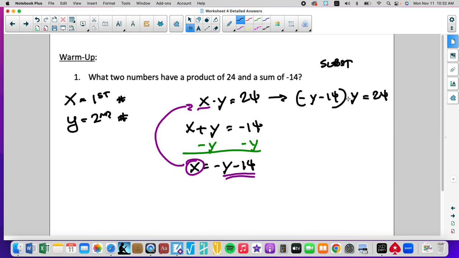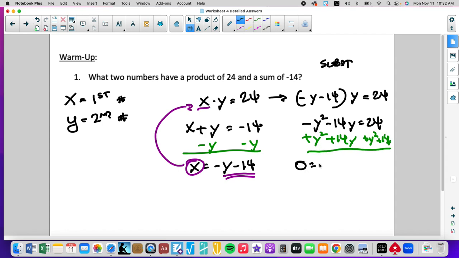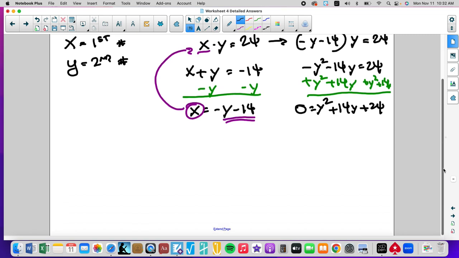And now we will distribute, so that's -y squared minus 14y equals 24. We're going to set it equal to 0, so we will add y squared and add 14y to both sides, which sets up the equation 0 equals y squared plus 14y plus 24. And at this point, we need to factor. We're going to find the zeros.